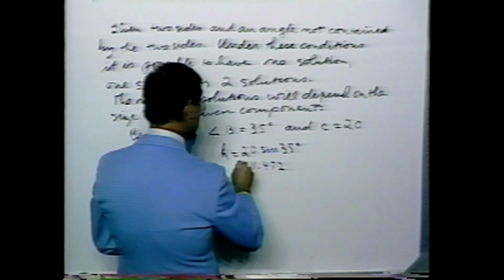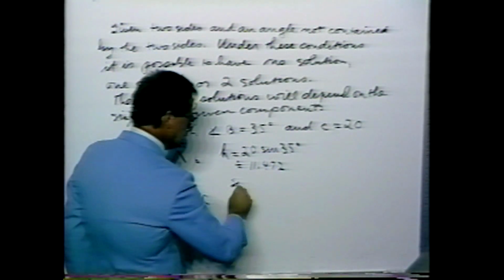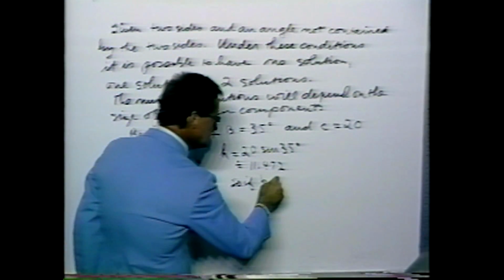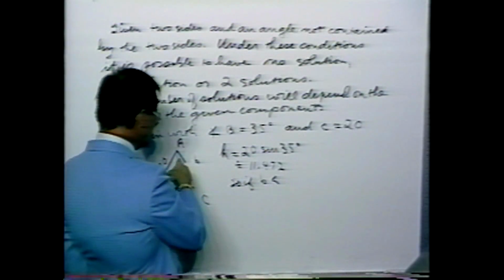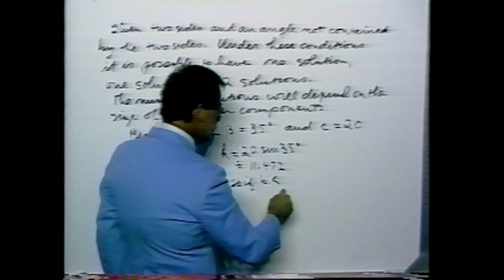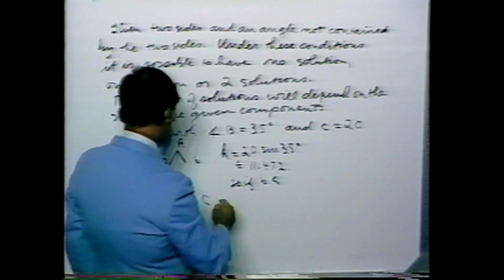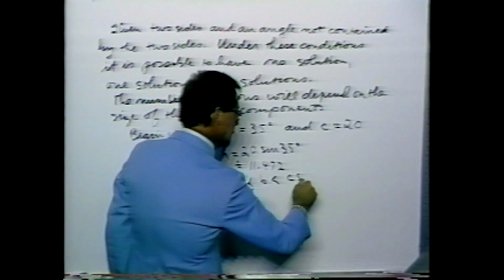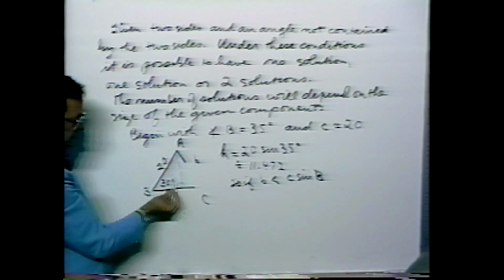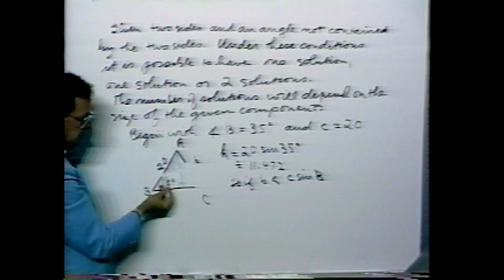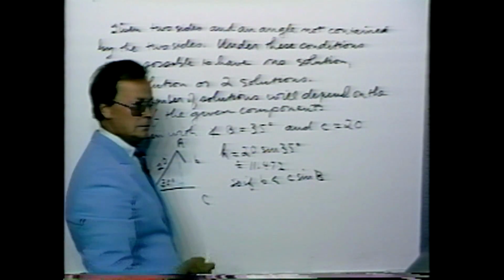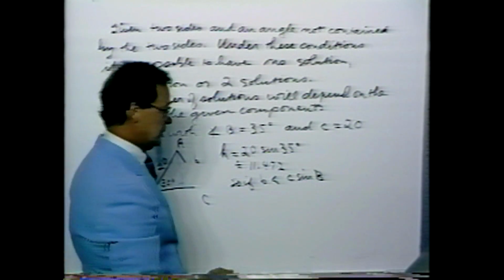The vertical height from angle A is therefore equal to approximately 11.472 units. So if b is less than that amount, that is the opposite side to the angle given, 35 degrees. So if b is less than c sine B, that's 20 times the sine of 35 degrees, then there is no triangle and there is no solution.